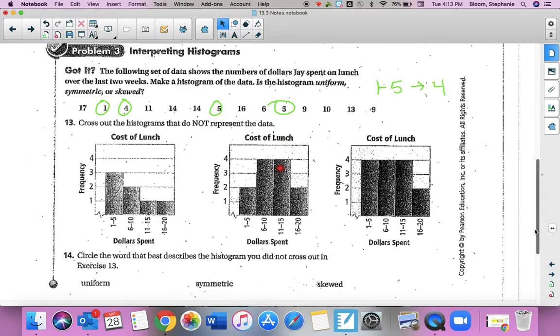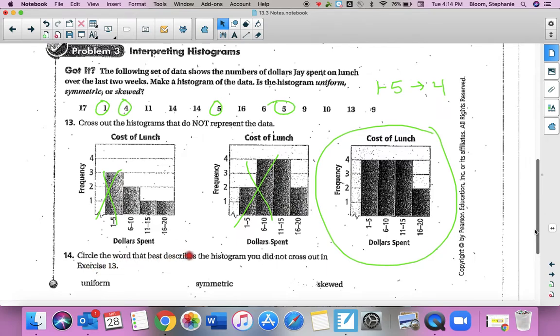Well, if I look here, I'm showing this bar only occurred 3 times. Well, that can't be right. This one only showed 2 times. So that can't be right. This one occurred 4 times. So this would be the correct histogram.